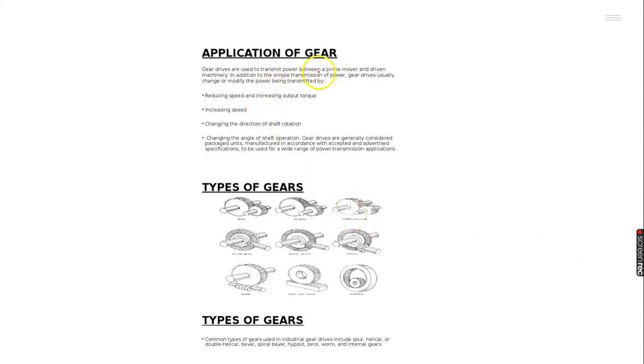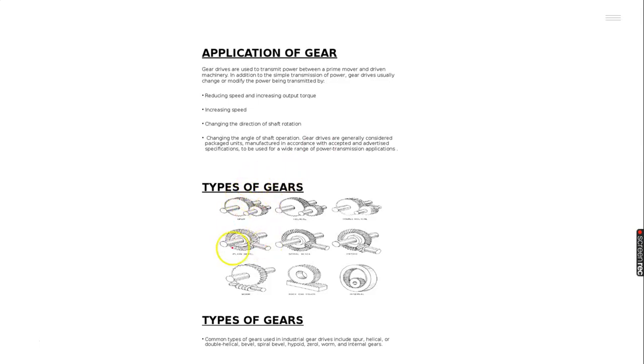So these are part of the application of gear. You can use it to transmit power between a prime mover and a driven machine. In addition to the simple transmission of power, gear drives usually change or modify the power being transmitted by, this is the first one, reducing speed or increasing output torque. Then increasing the speed also. Changing the direction of shaft rotation, changing the angle of shaft operation, and so many.